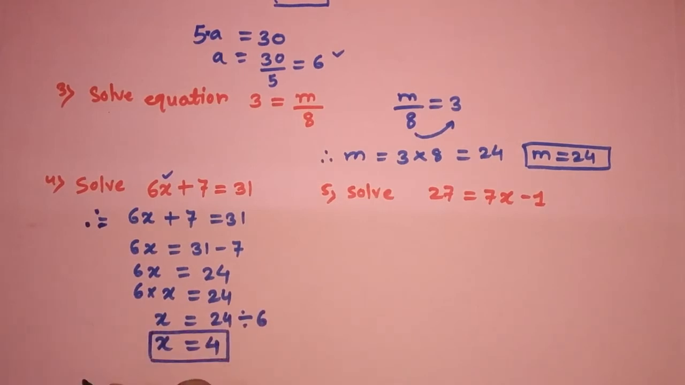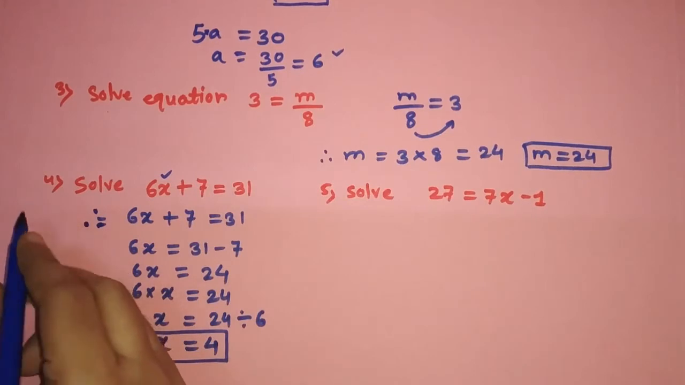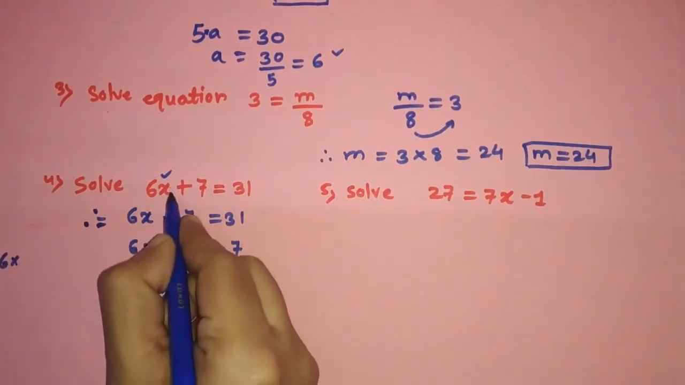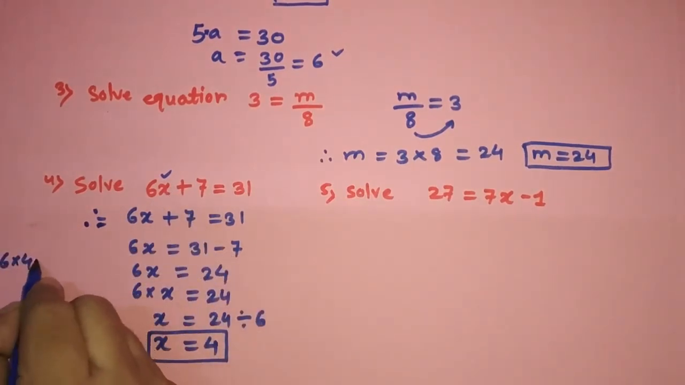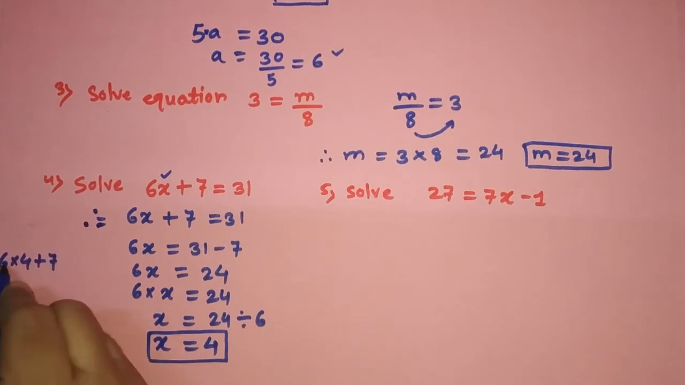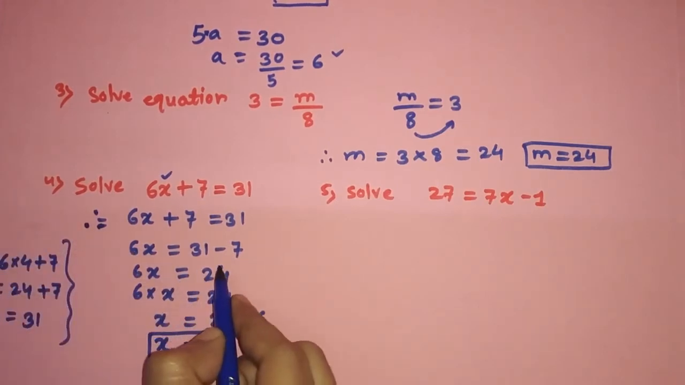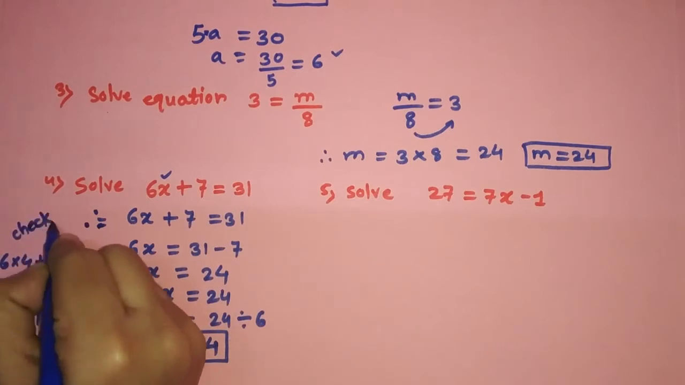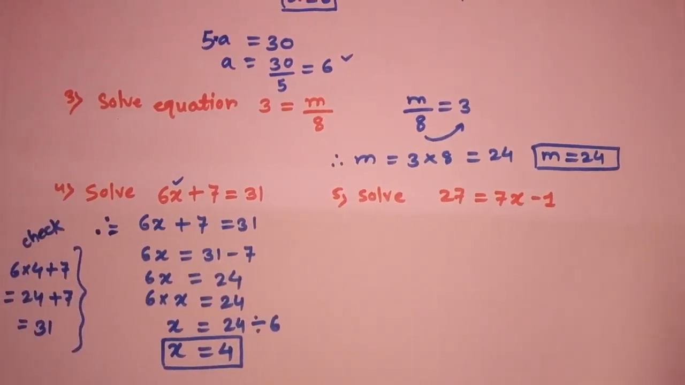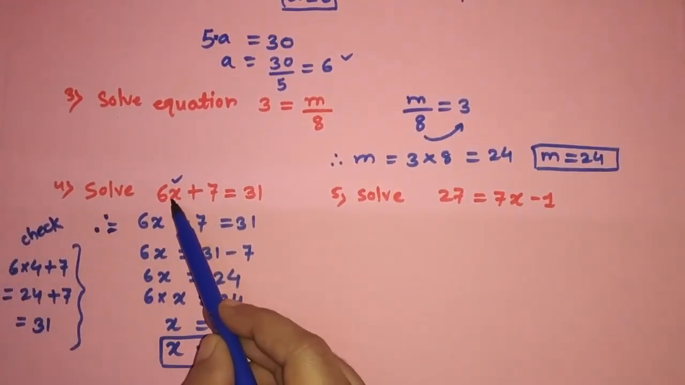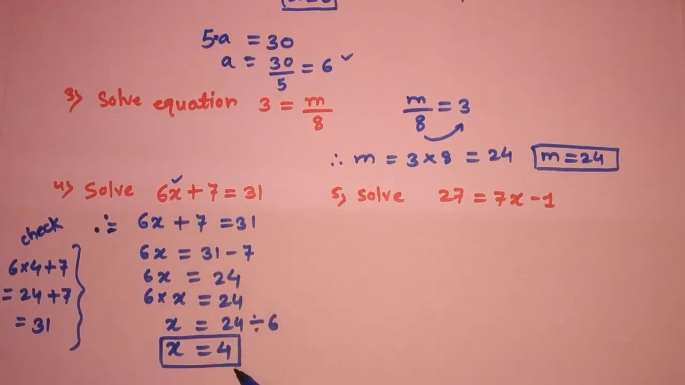If you want, you can check this solution here. I will put the value of x. The x I got as 4 plus 7. Here 6 4s are 24, plus 7 is what? 31. So friends, this is what we have done here. That means you can check it also. The x value is correct in this case as 4, because when I am keeping x as 4 here, I am getting the right hand side as 31.